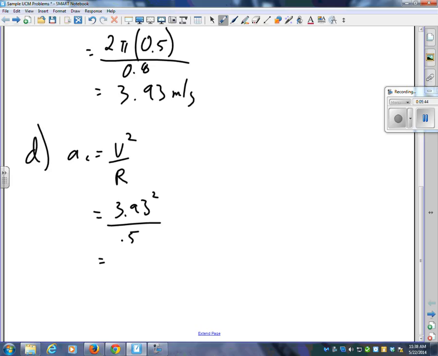R stands for radius. Yes, R stands for radius. 30.9 meters per second squared.